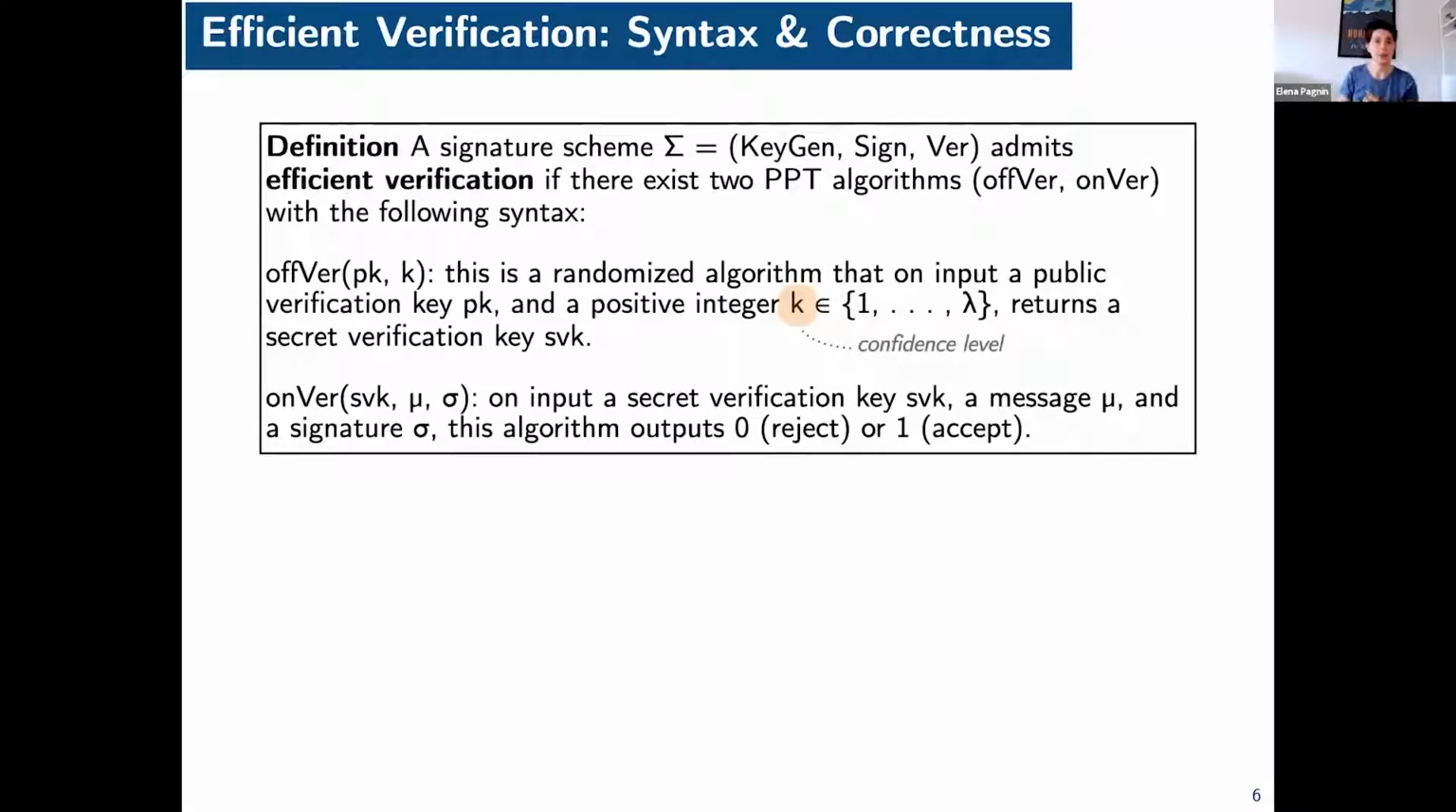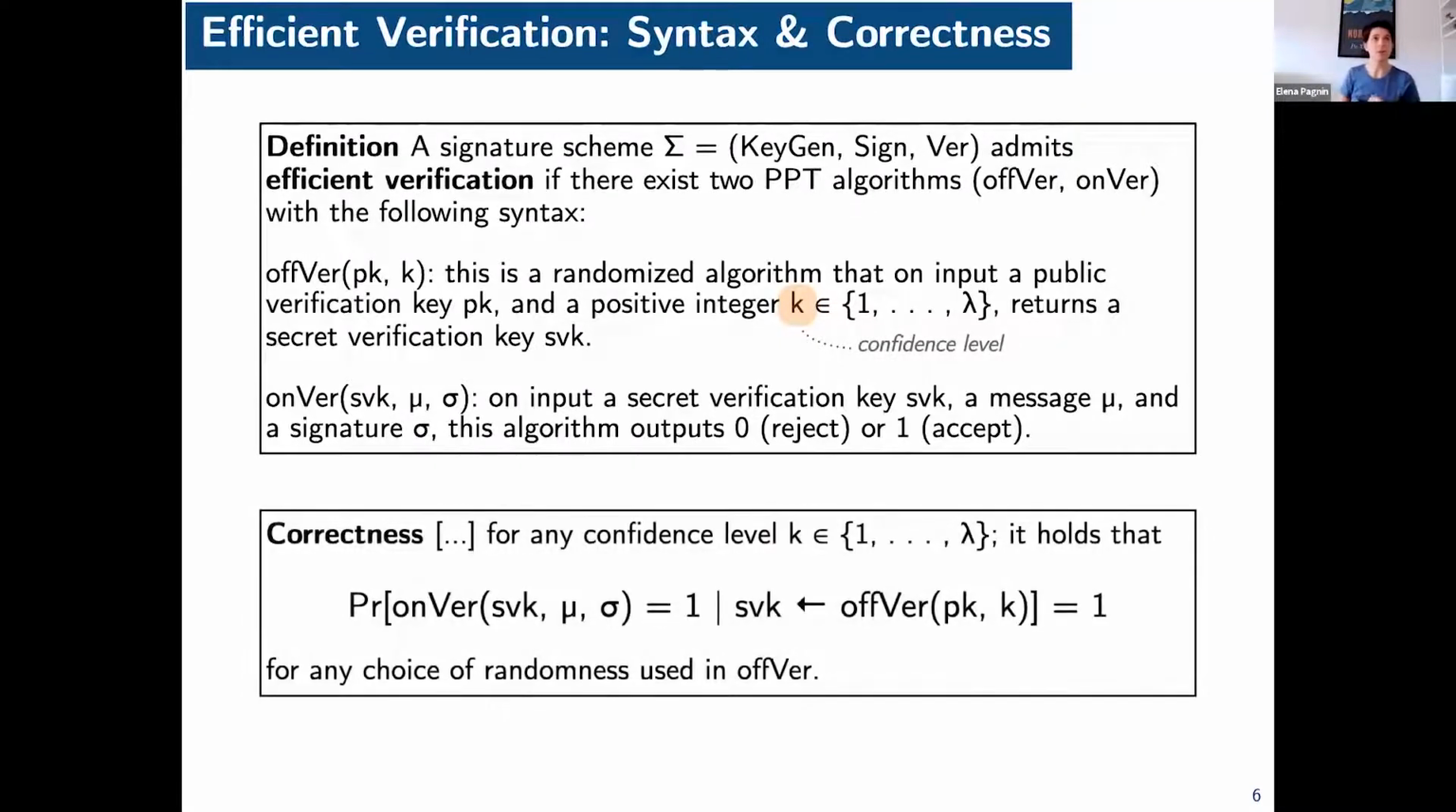Okay, as I said, this k is the confidence level that I'm setting when I do the offline verification. And for correctness, essentially, I would like that for any confidence level I pick, the online verification will accept any signature that would be accepted by the standard signature scheme, given that I have performed all the computation honestly. Okay, so what we are doing differently from previous work in this area of efficiency is that instead of designing a new verification algorithm, we want to augment the signature scheme with this tuple of algorithms.